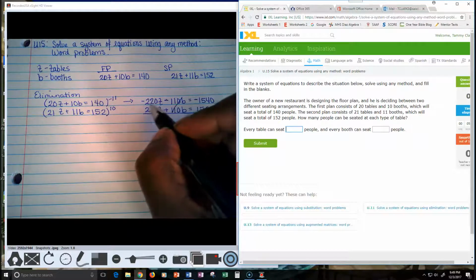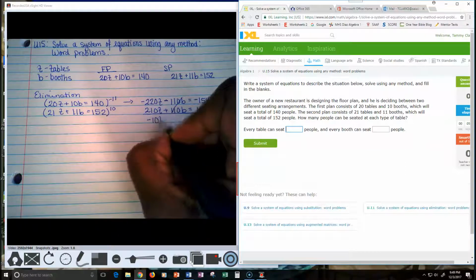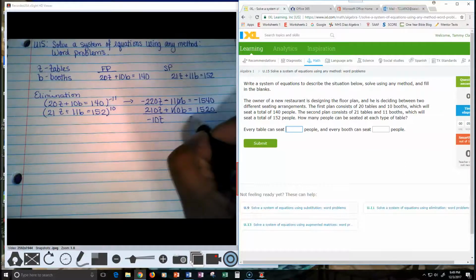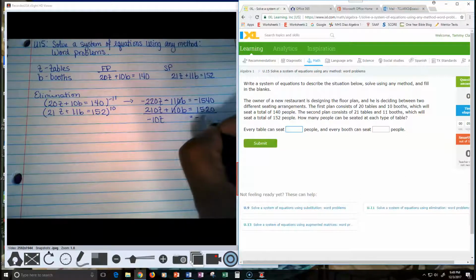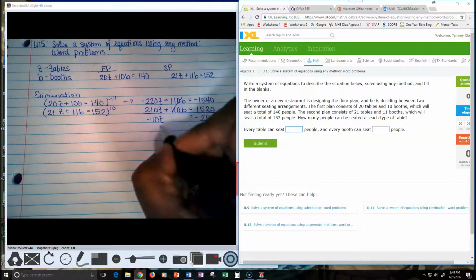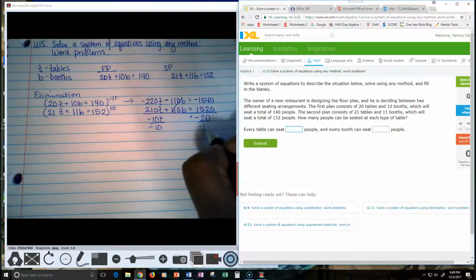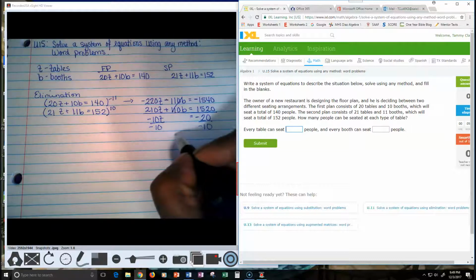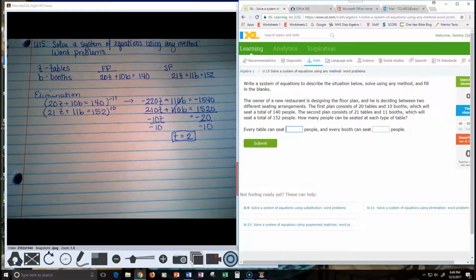So I'm eliminating the booths, and I'm just going to deal with the tables. Negative 220 plus 210 is negative 10T. And negative 1,540 plus 1,520 is negative 20. So I'm going to divide by negative 10 on both sides of the equation, and T, therefore, is equal to 2. So each table can seat 2 people. Not done, though, because I need to know about the booths.